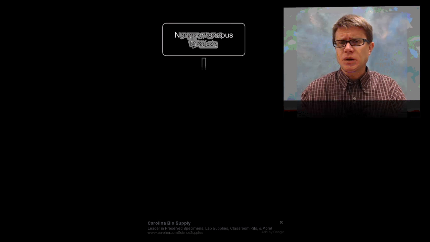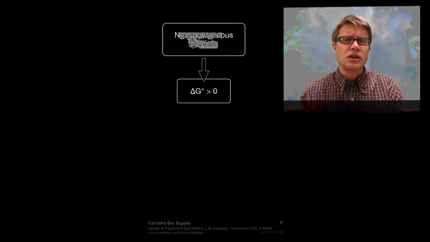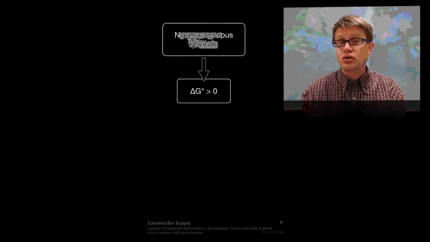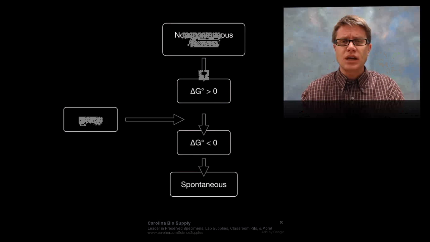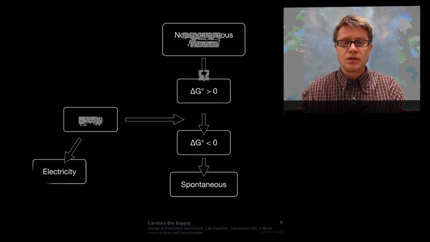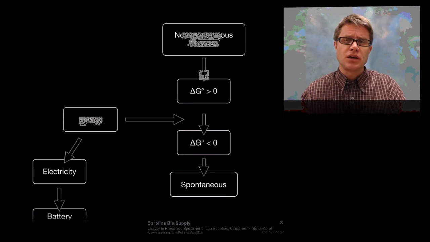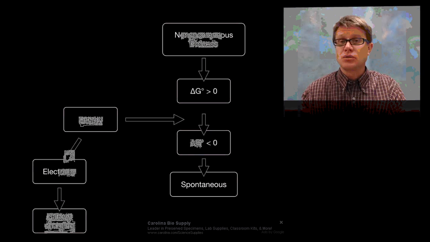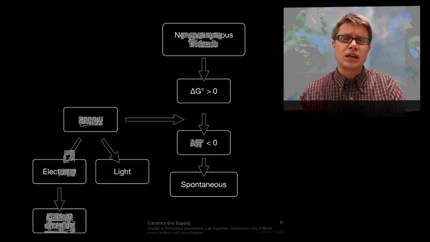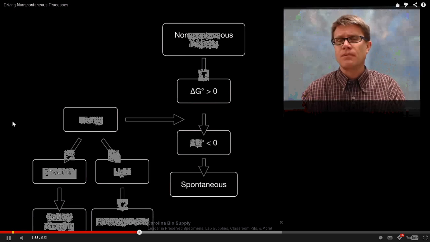So again, in a non-spontaneous process, our delta G is a positive value. So our goal is to make it a negative value. In other words, make this spontaneous. We can do that in one of two ways. We can take energy in from the surroundings. So for example, if we use electricity, like when we're charging a battery, then we can change that delta G to a negative value. Likewise, if we were to take in light, for example, in photosynthesis.